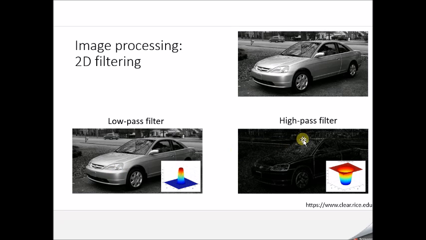Another example would be a high-pass filter, where instead of passing the low frequencies, you suppress the frequencies around 0 in x and y, and don't suppress the high frequencies. And the output that you would get from this image of the car would be all of the rapid transitions between white and black, the high frequencies in that picture.